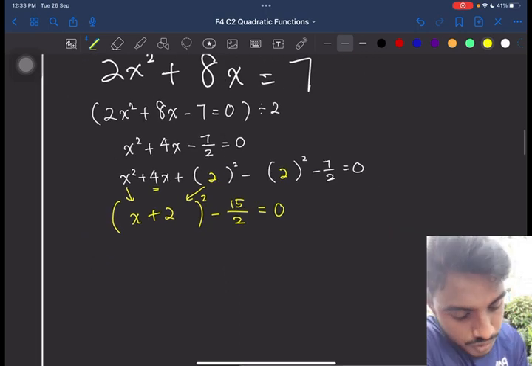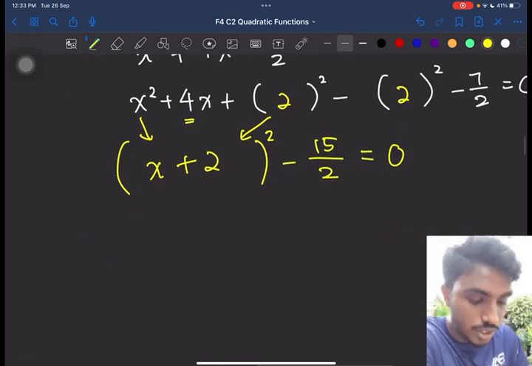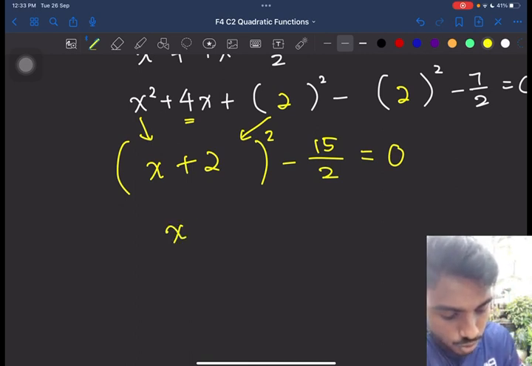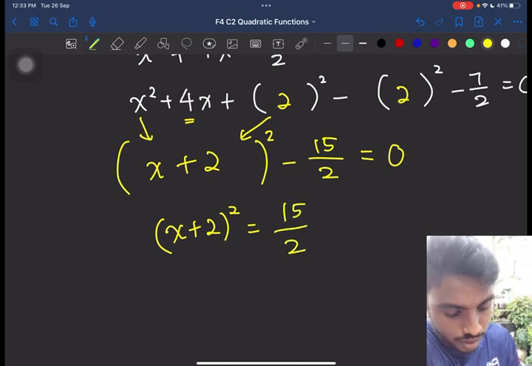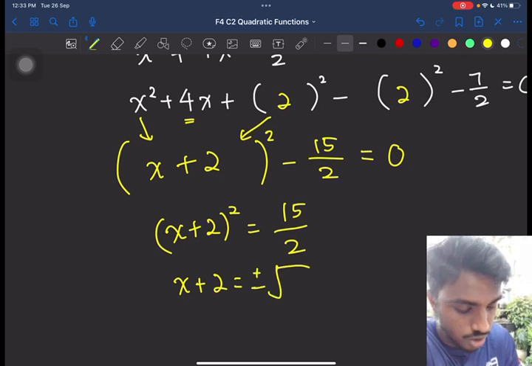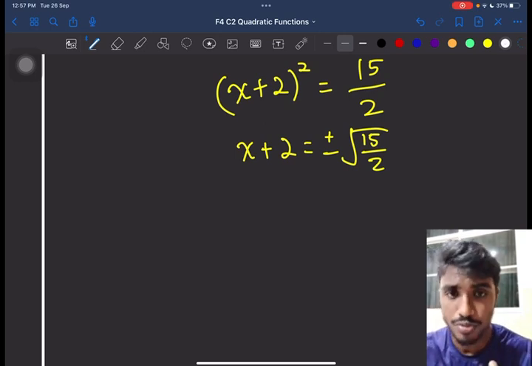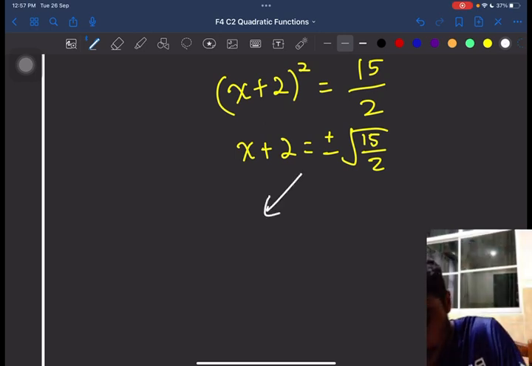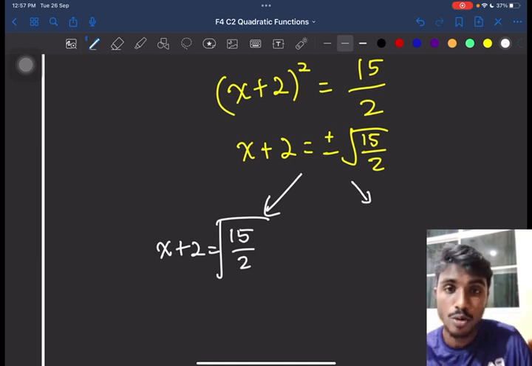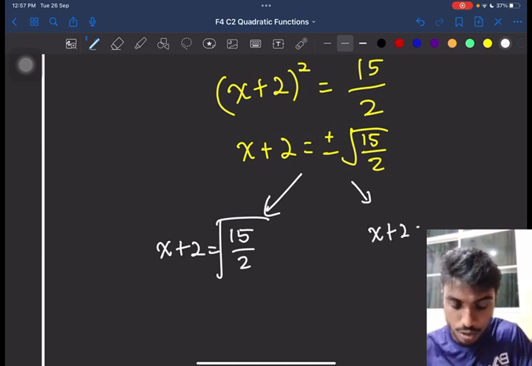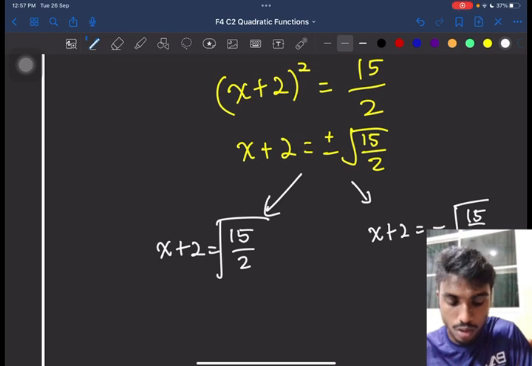After getting this, the next step is you have to move the number to the opposite side. (x plus 2) squared equals 15 over 2, and x plus 2 will be plus minus the square root of 15 over 2. So there are two possibilities. First, x plus 2 can be the positive square root of 15 over 2, or it can also be x plus 2 equals negative square root of 15 over 2.